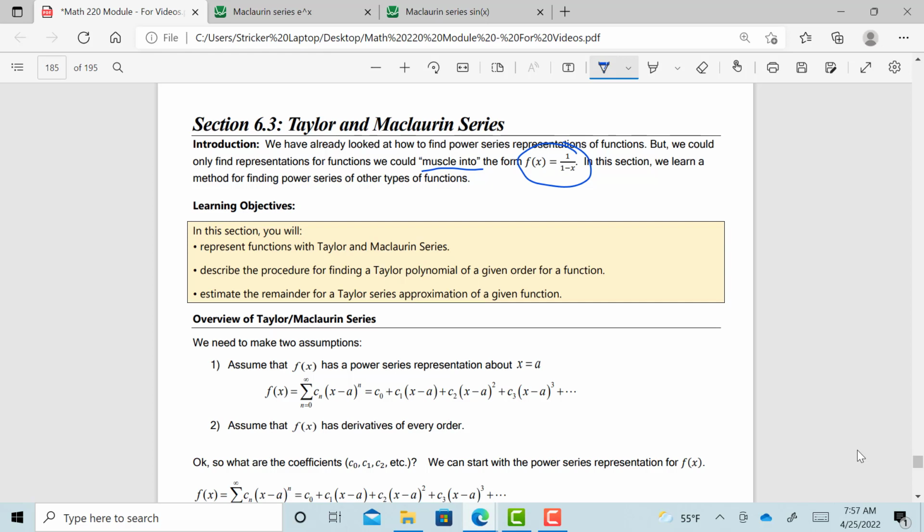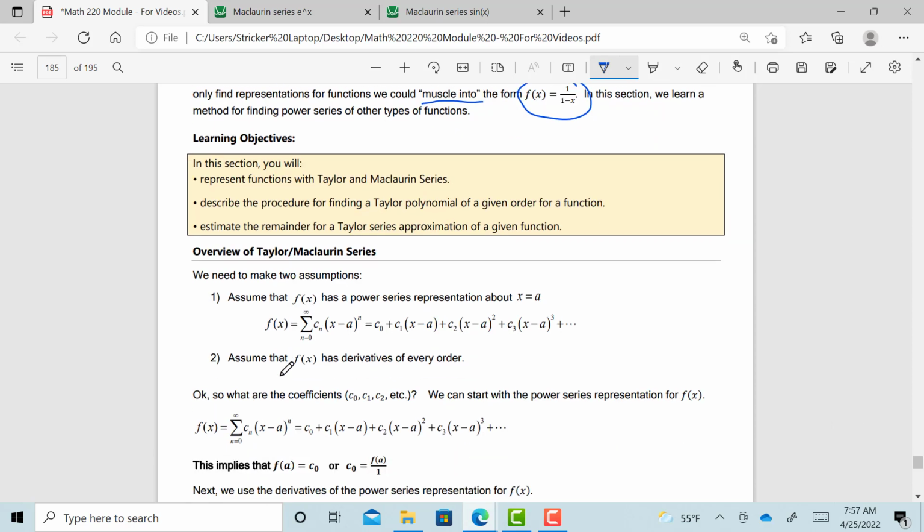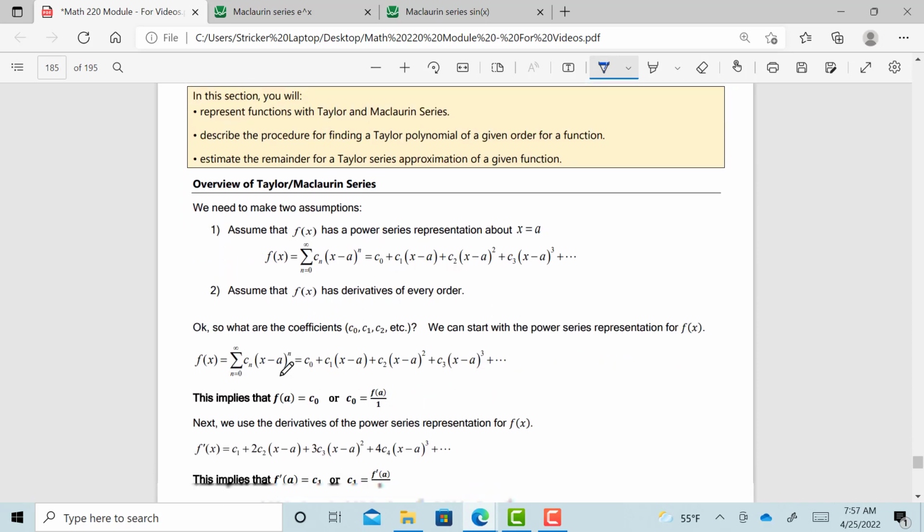And that's where the Taylor and Maclaurin series comes in. The beauty of these series is they allow us to come up with power series representations for all sorts of different types of functions. And the ones we're going to focus on are some of the most common ones, like e to the x, the exponential function, and sine x and cosine x. And the concept is actually rather quite simple. So let's go ahead and take a look at where we get the idea of the Taylor and Maclaurin series.